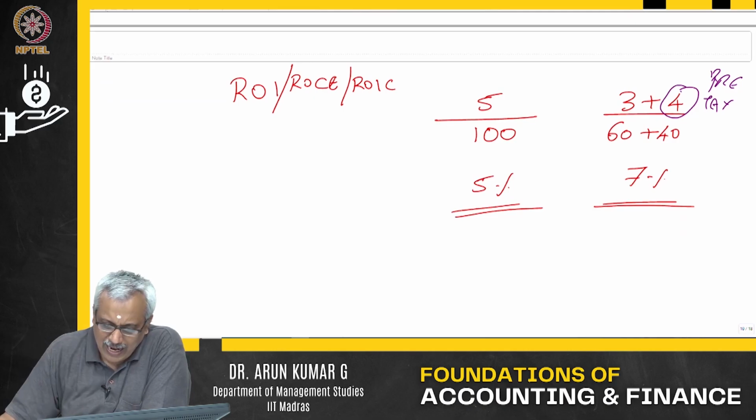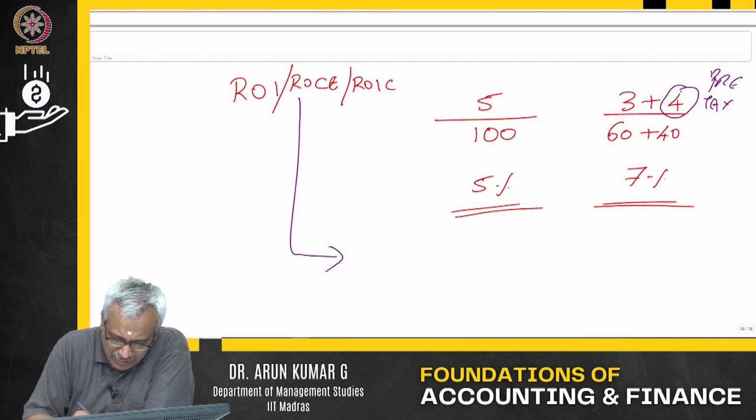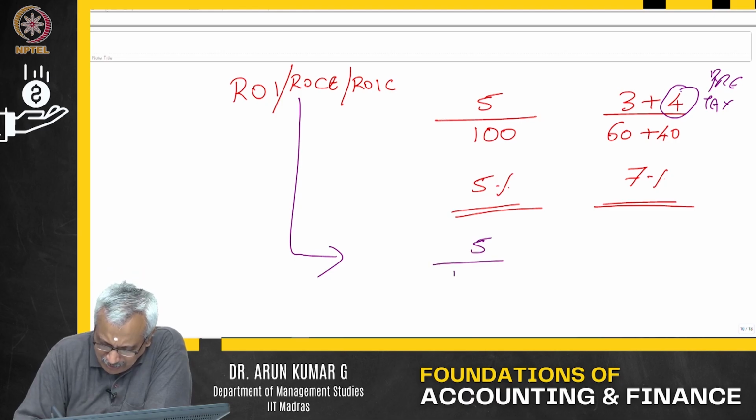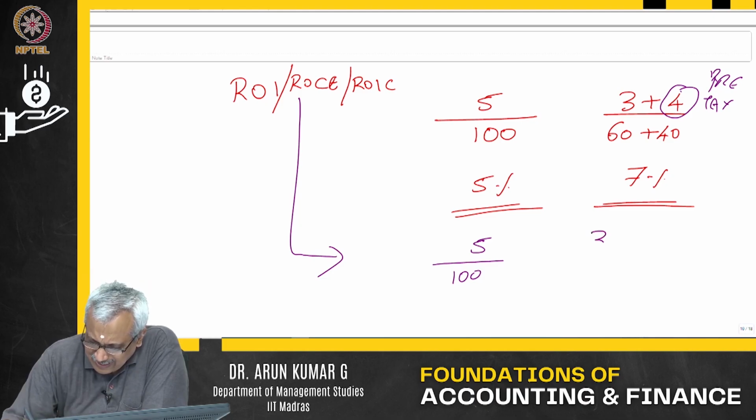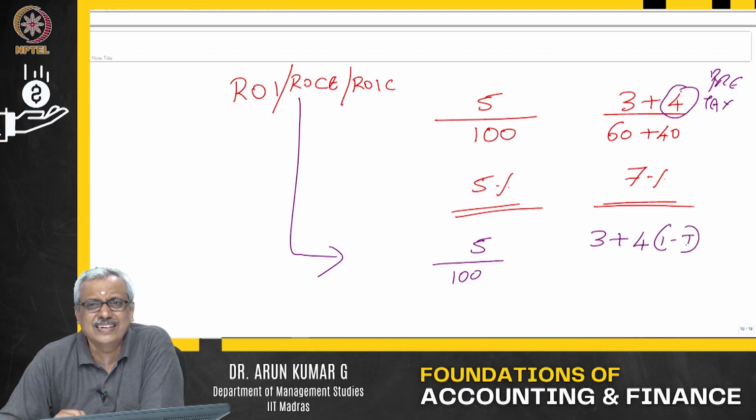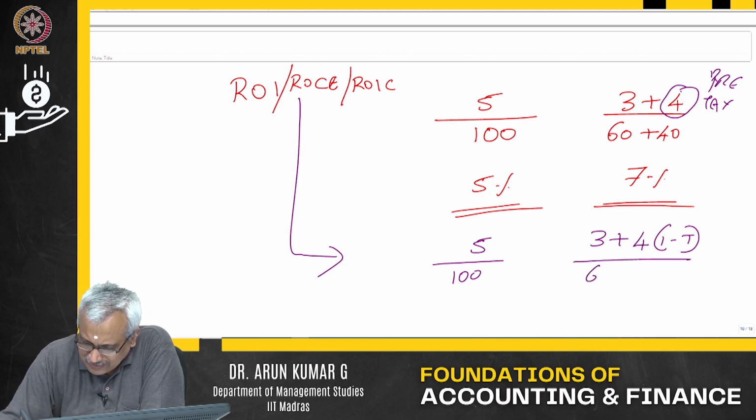So, what do I do? I will calculate it as $5 PAT by 100, agreed. In this case, $3 agreed plus $4, on which I have not paid tax, into 1 minus T, where T is the tax rate, 50%, divided by 60 plus 40.